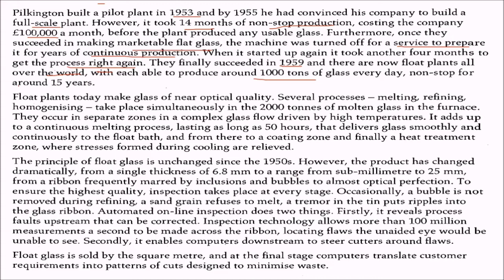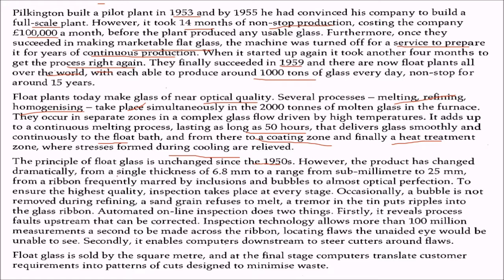Float plants today make glass of near optical quality. Several processes, melting, refining, and homogenizing, take place simultaneously in the 2,000 tons of molten glass in the furnace. They occur in separate zones in a complex glass flow driven by high temperatures. It adds up to a continuous melting process lasting as long as 50 hours, but that delivers glass smoothly and continuously to the float bath, and from there to the coating zone, and finally to the heat treatment zone, in which stresses formed during cooling are relieved.